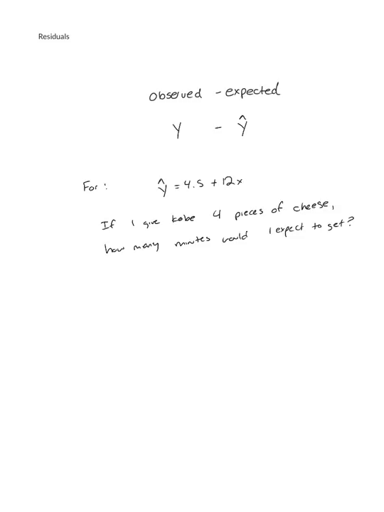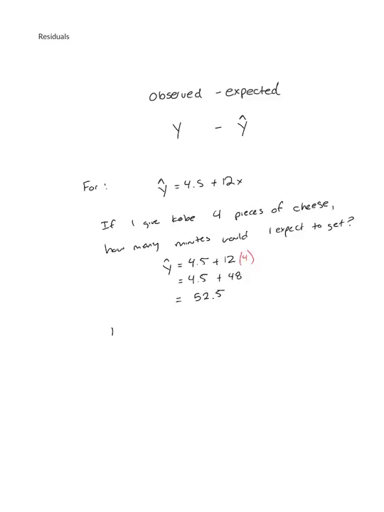So, plugging 4 in there, I have y hat equals 4.5 plus 12 times 4, which will give me 4.5 plus 48, or I believe 52.5. So if I give my dog 4 pieces of cheese, I'd expect to get almost an hour of his attention, or at least him tolerating me.